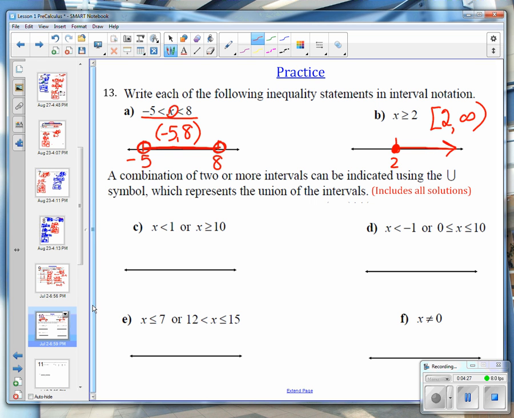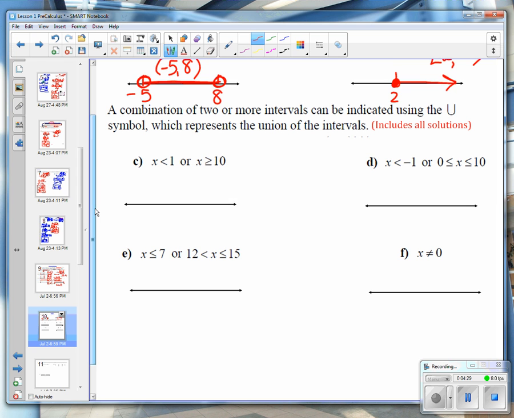So if we look at one example here, I've got x is less than 1. So if that's my 1, I know if x is less than that, I've got an open circle at 1 going down, or x is greater than or equal to 10. So it can be greater than or equal to 10. So it's going to look something like this.